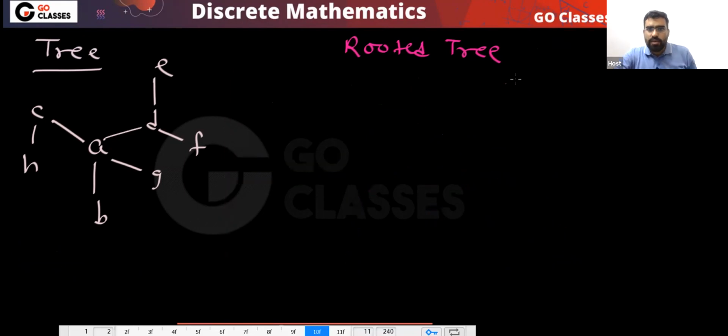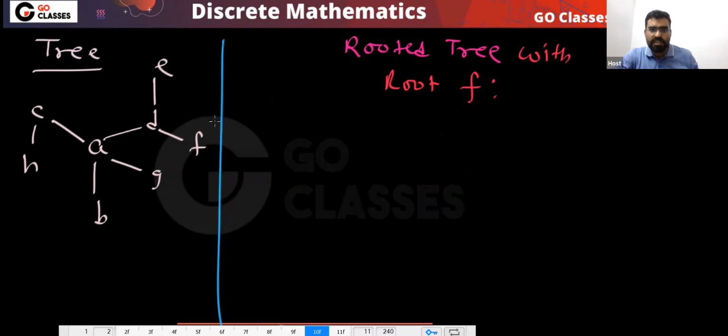Now let's see a rooted tree with root F. I want a rooted tree with root F. So this is your tree, and I want to convert this tree into a rooted tree with root F.